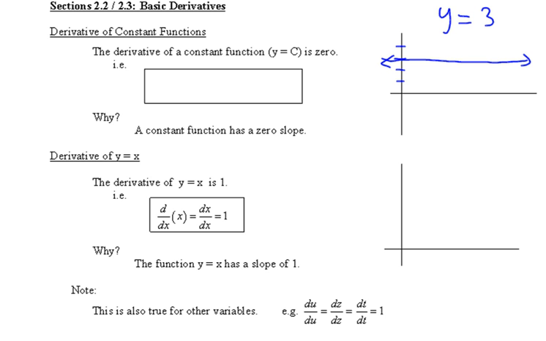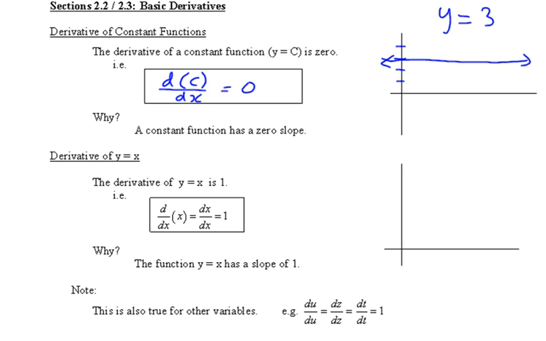So here's what we can write. The derivative of any constant function is 0. So the derivative of 3 is 0. And its slope will be 0.